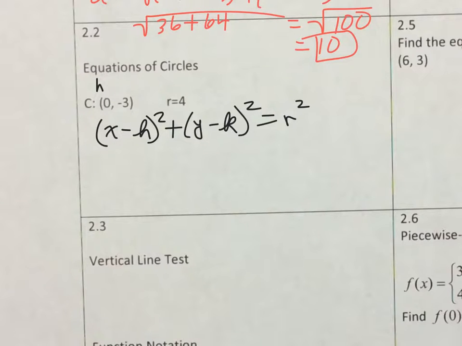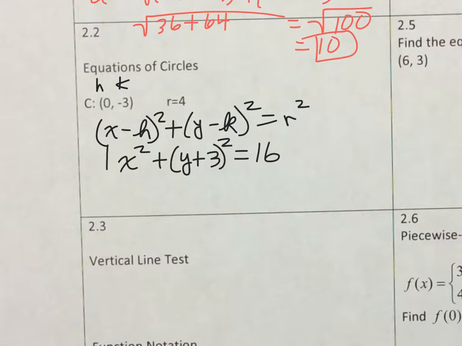Here my h is 0 and my k is negative 3. So x minus 0 would be the same thing as just x squared, plus y minus negative 3 would be the same thing as y plus 3 squared is equal to r squared, or 4 squared, or 16. And that's about it from Section 2.